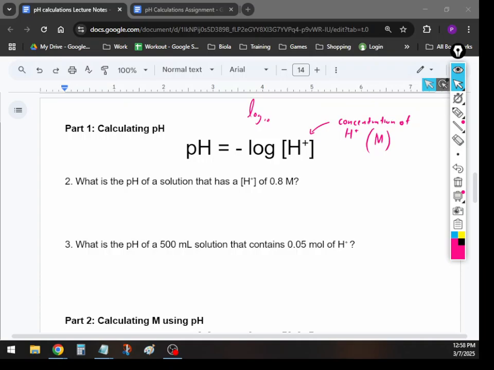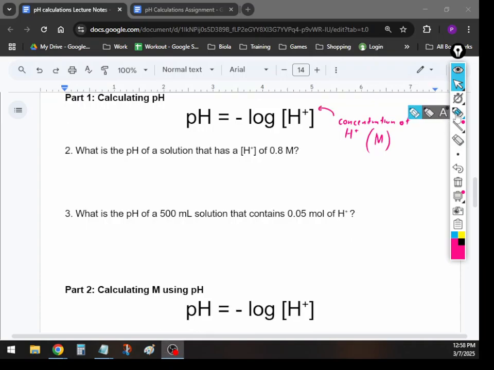Alright, so for number 2, we are solving for pH. So I want you on your paper to write number 2, and we're going to copy down the equation. pH is the negative log of H+. We're going to be solving for pH. And I know this equation looks really scary because of the log, but it's very easy to plug it in. It says the solution has an H+ concentration of 0.8 molarity. So, just plug it in.